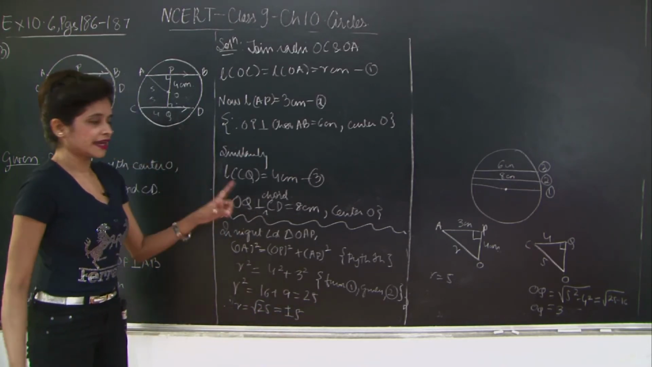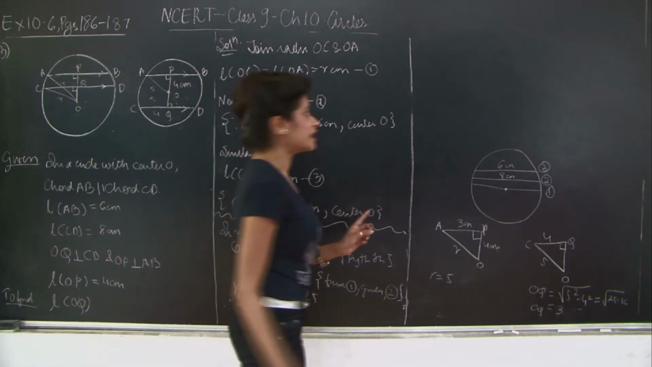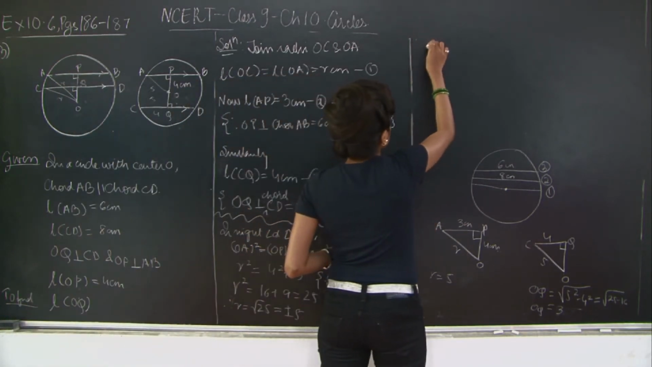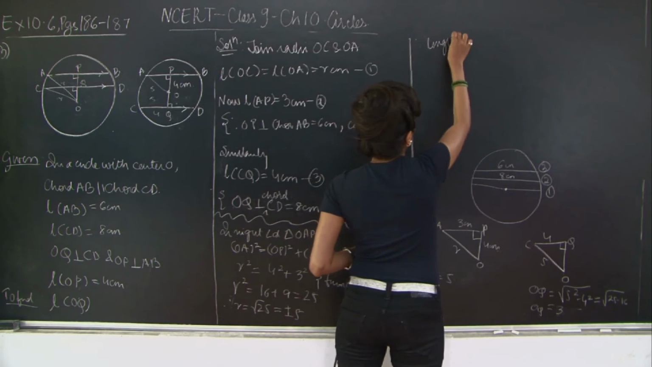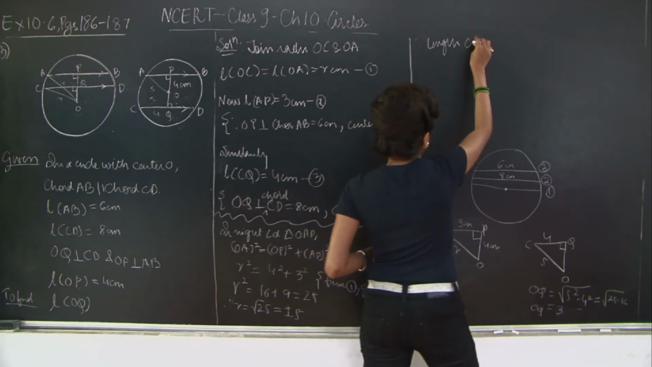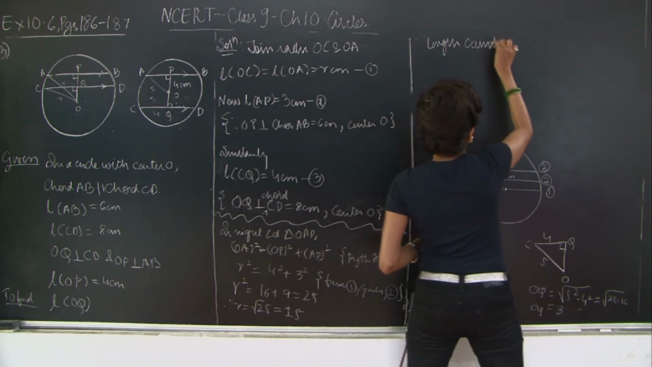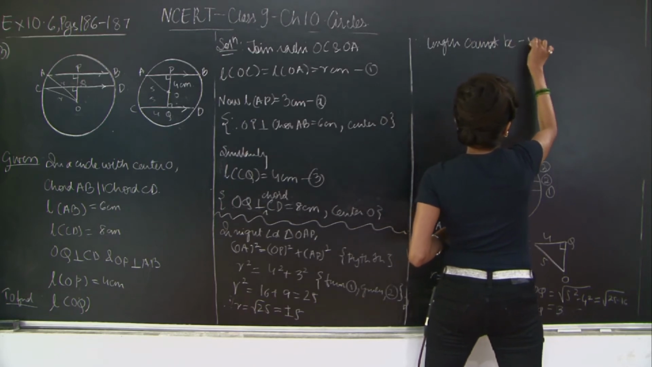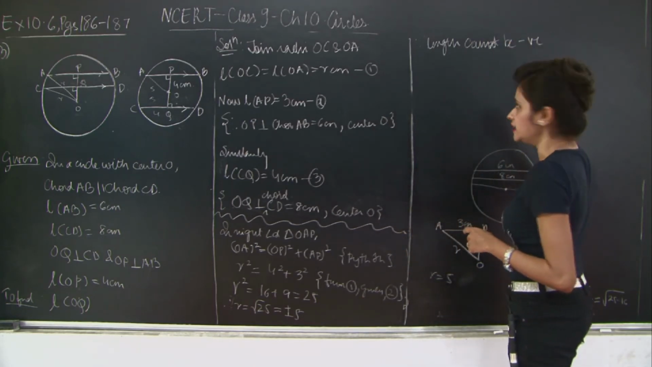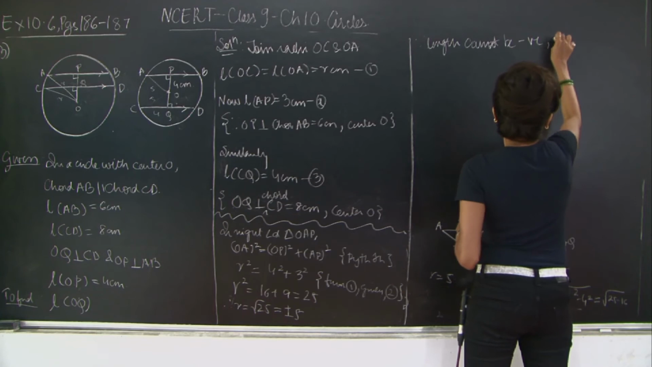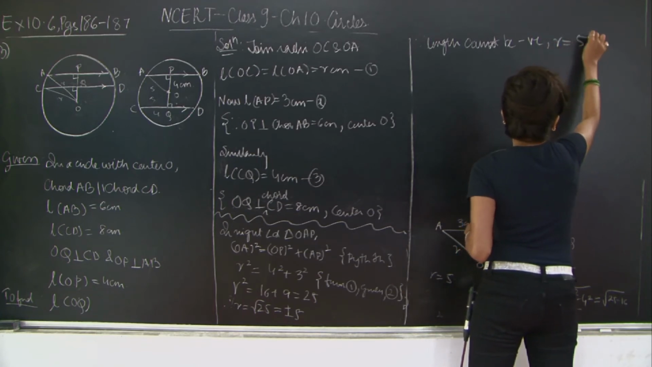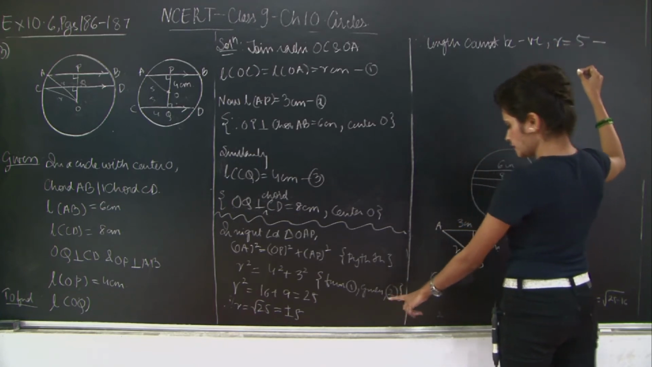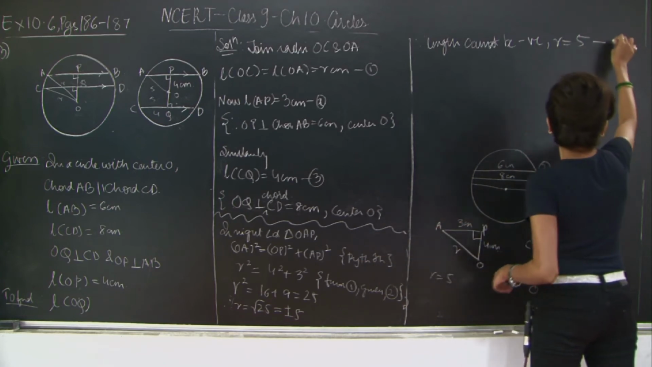Since length cannot be negative, we are going to discard minus 5. Since length is a quantity and cannot be negative, so for negative I am just putting a minus sign and VE, it means negative. R is equal to plus 5, and I'll mark this as, so we have 3, I'll mark this as 4.